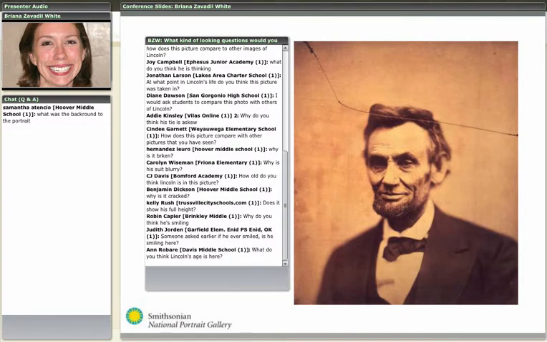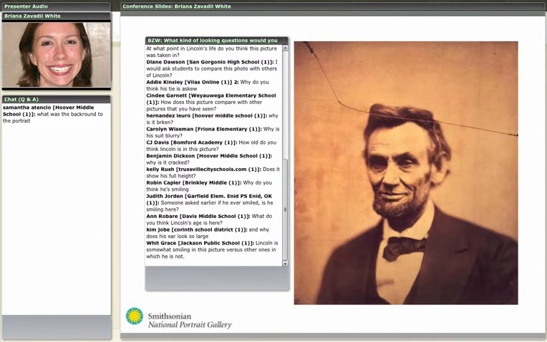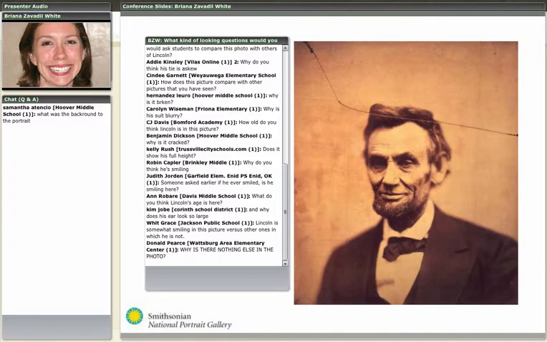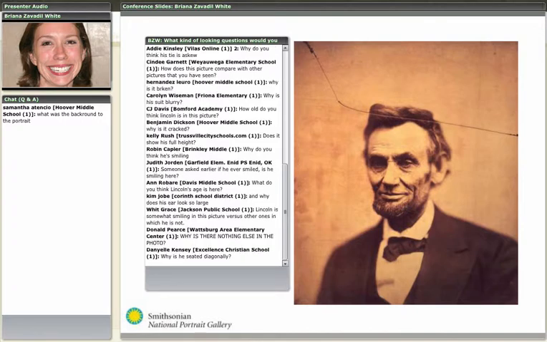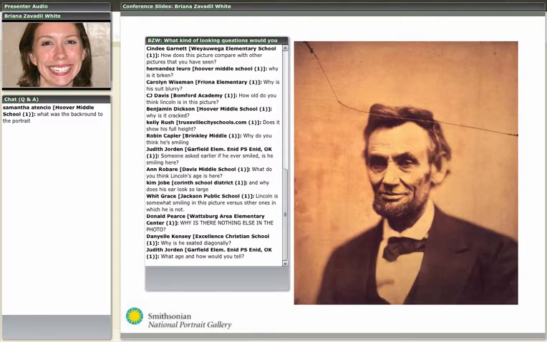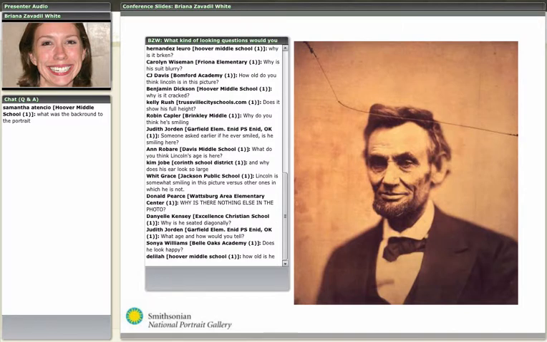And again, okay, so Benjamin Dixon asks, why is it cracked? Again, if we're thinking about looking questions, we don't necessarily know yet that this is the cracked plate portrait if you were to put this up in your classroom. But a very simple way to ask about the image itself is, why is there a line running through Abraham Lincoln's head in this portrait? Why is he seated diagonally? Okay, absolutely. Okay, what age is he and how would you tell? Does he look happy?